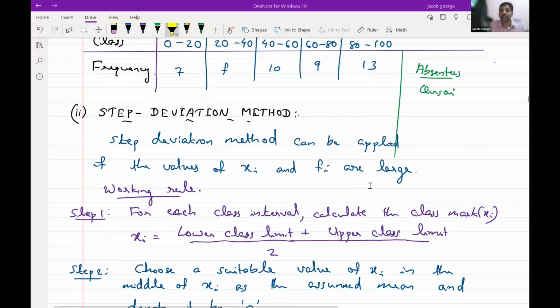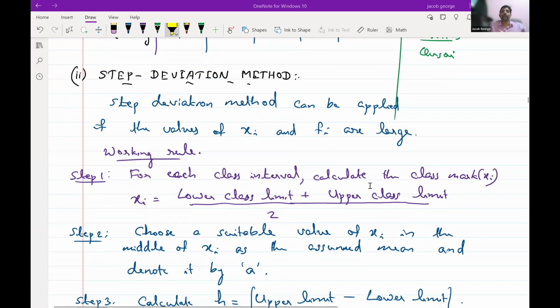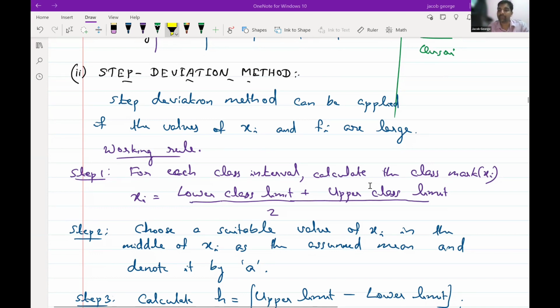Next, if Xi and Fi are large values, we apply the step deviation method. If Xi and Fi are small values, the direct method is enough. Large values, step deviation method. So these are the steps of the step deviation method. You will get a class interval and frequency. We have to calculate Xi. Xi is the class mark or the middle value, same as in the last question. Arjun, how to calculate Xi? Lower limit plus upper limit by 2, the middle of each class. Yes.